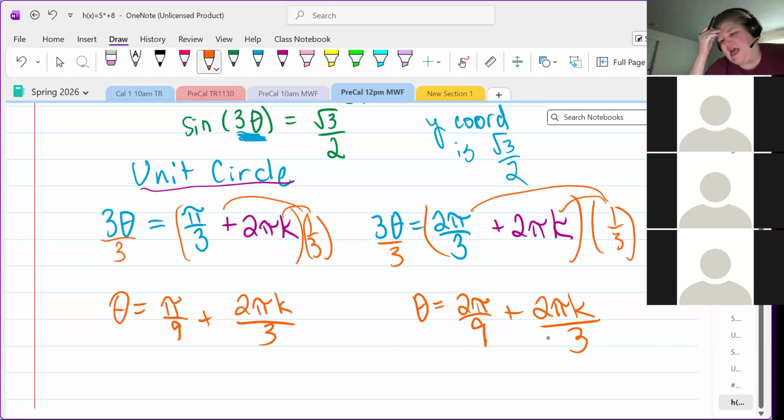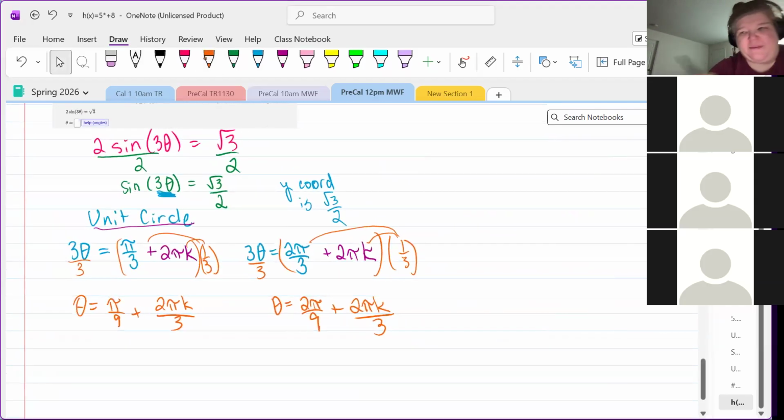And then for my other side, I get 2 pi over 9 plus 2 pi k over 3. So just coming up with the general solution, that's what we call the ones with the k formulas. Not that bad.